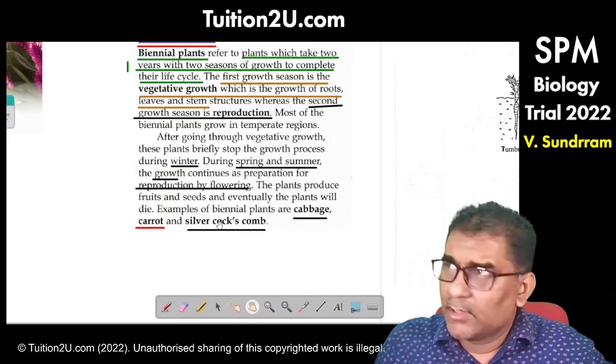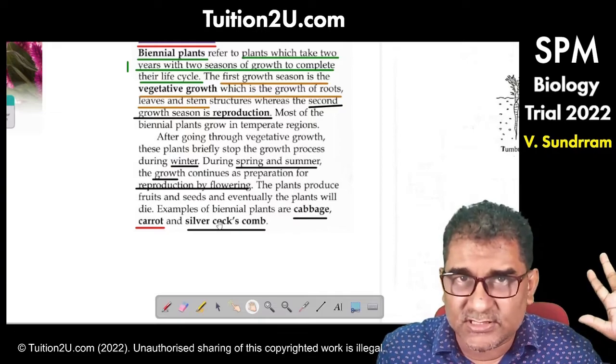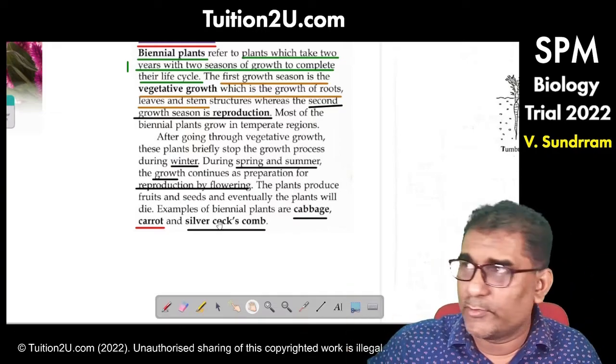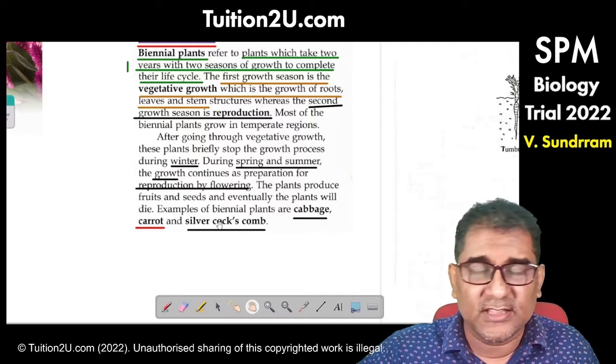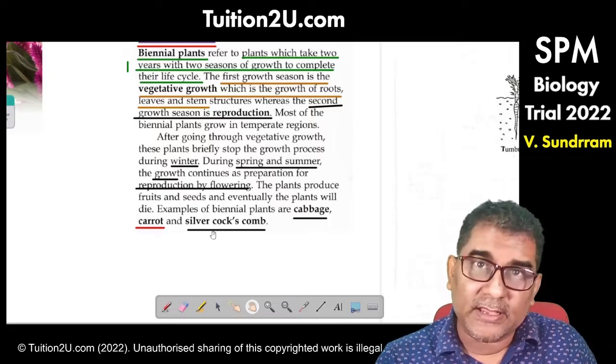When you say grow, plant, what do they have? Roots, leaves, stem. All of them grow in the first season. Second season they reproduce. They produce the flower, they produce the fruits, they produce the seeds, and then they die. Biennial plant. So that is biennial.